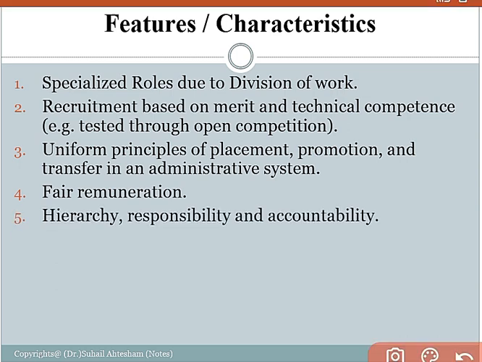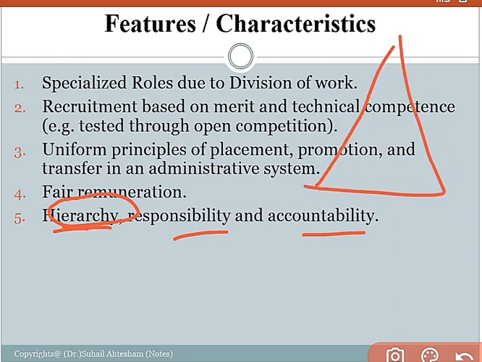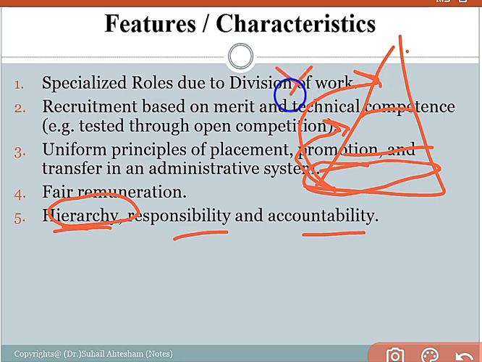Next, hierarchy, responsibility, and accountability. Proper implementation of bureaucracy theory will well define the hierarchy in the organization, with three levels: top level, middle level, and low level. If a person at low level management wants to communicate to the top level management, they have to first communicate with the middle level management. They cannot communicate directly. The low level manager communicates to the middle level manager, and then the middle level manager will communicate to the top level manager. This will be the hierarchy.